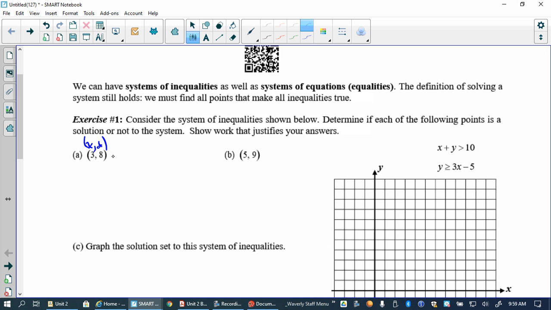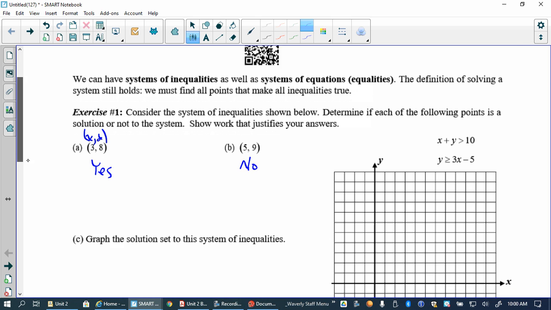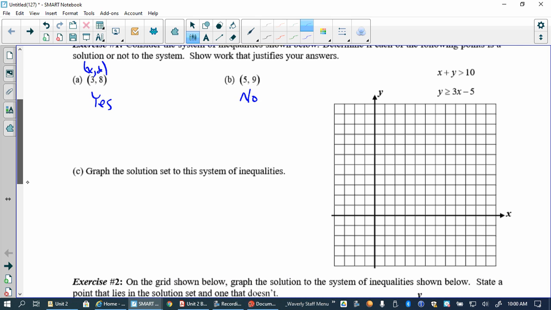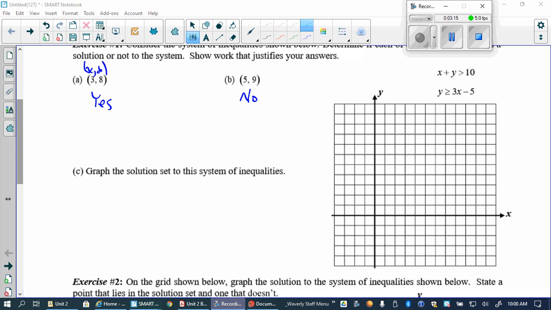But now they want us to graph them. Now, the bottom one's all right. Isn't that in mx plus b form? Slope and all that, right? The top one is not in mx plus b form. So let's write x plus y greater than 10. We could put it in that form by subtracting x from both sides, or we could use the intercepts method, couldn't we?